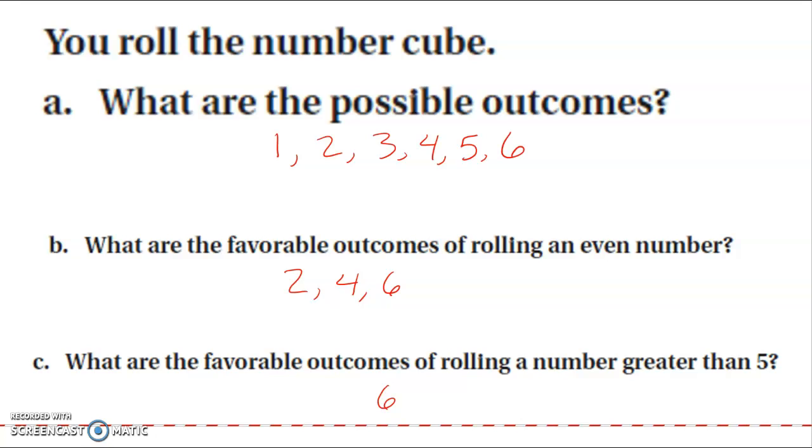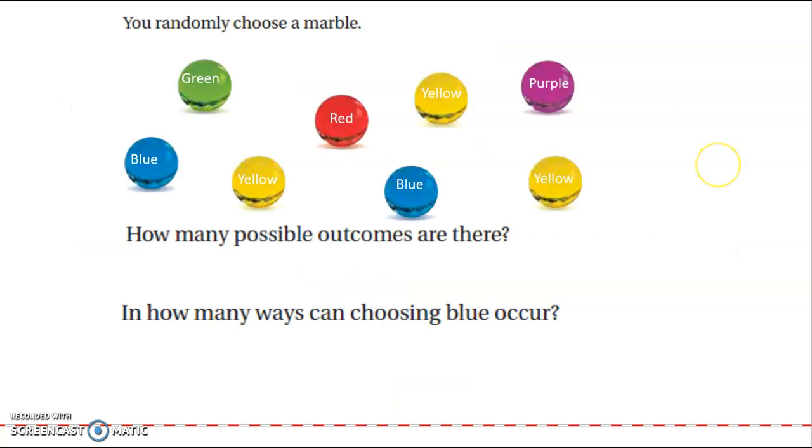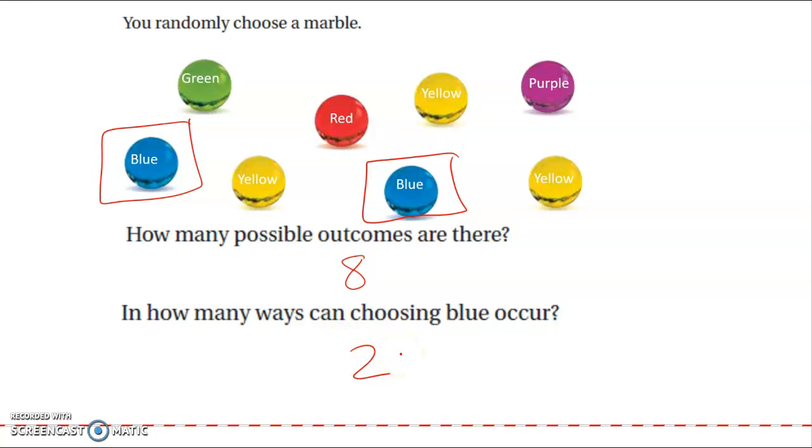All right, so now let's turn the page. So we have these different marbles there. You can see the colors. It says how many possible outcomes are there? So you got to count them. 1, 2, 3, 4, 5, 6, 7, 8. So there are 8 possible outcomes. In how many ways can choosing a blue occur? So how many of them are blue? There's 1 and 2. So you could choose a blue 2 different ways. There's 2 different ones. All right. So that's the first part of the notes.